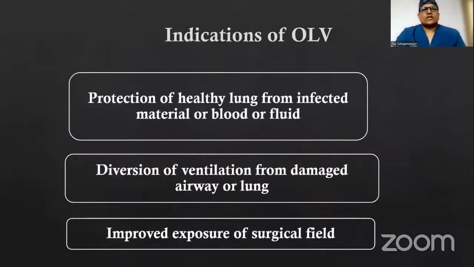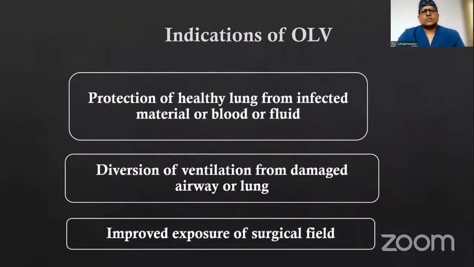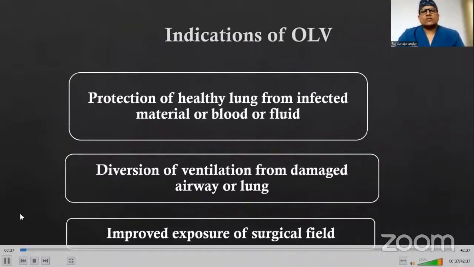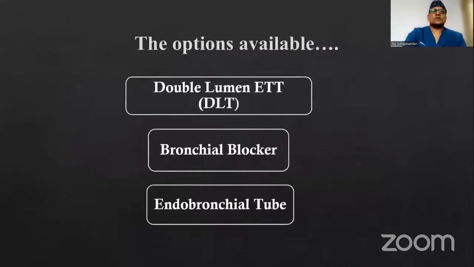Coming to the indications of one lung ventilation, we do it primarily when you have to protect the healthy lung from infected material, blood or fluid, like bronchiectasis or lung abscess, or in certain cases where you are doing a therapeutic whole lung lavage. Diversion of ventilation from a damaged airway or lung, for example, a bronchopleural fistula or bronchopleurocutaneous fistula, and when you need to improve the exposure of the surgical field. The absolute indications will be a VATS or pneumonectomy, and a low priority indication will be an esophagectomy.